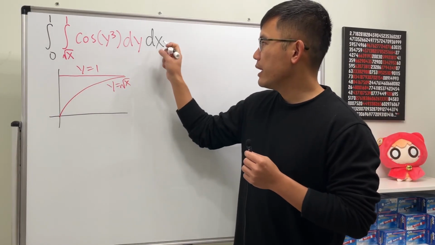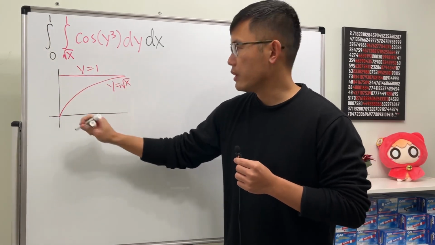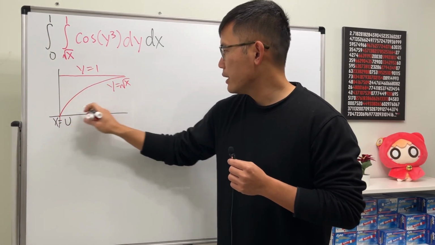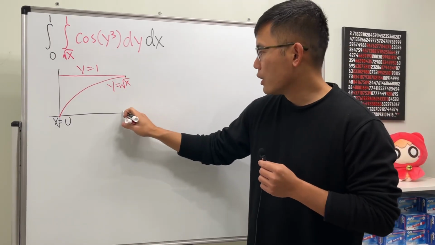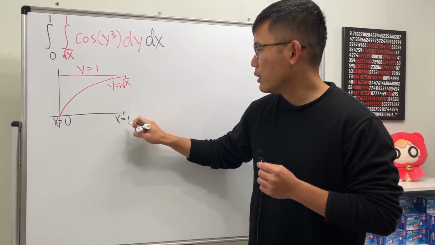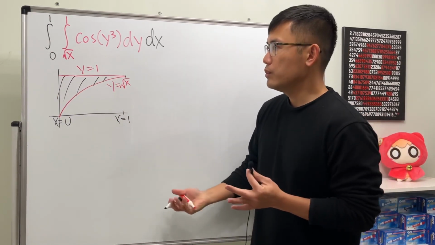And then we look at the x, which is going from 0 to 1. So that's nice. It's just from here to here. Right here is x equals 0. And then, in fact, when x is equal to 1, y is equal to 1. So it's just this little region here. All right. Okay, then what do we do next, though?